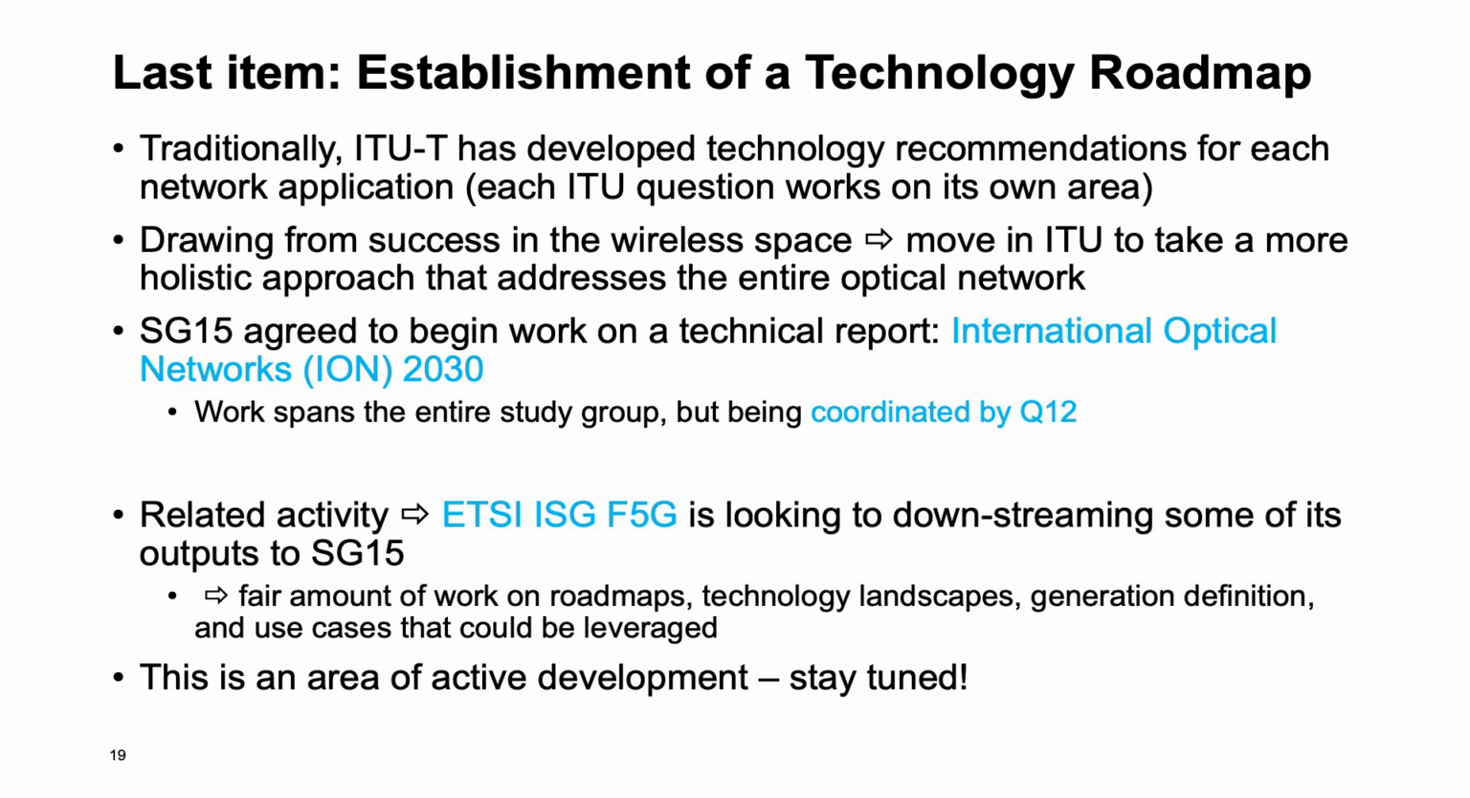Really, just quickly, I would say something about the road mapping activity. This is something which is going on. It's a study group 15 activity, and it's trying to learn from what's happened in the wireless space, where we have 3G, 4G, 5G, all these generational definitions, and to do the same thing for optical networks. The activity is called International Optical Networks 2030. It's being coordinated by question 12. And there's a very synergistic activity already happening in ETSI ISG 5G, which is already looking at road mapping, technology landscapes, generation definition, all that kind of thing. And I think they'll be downstreaming some of their work from that into ITU.